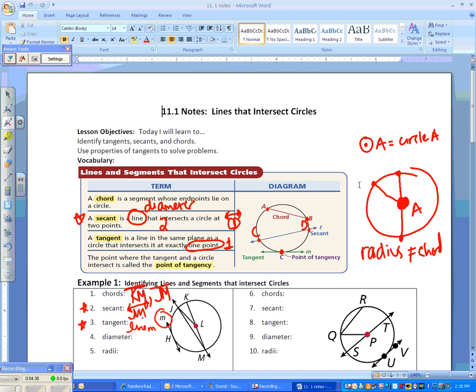Diameter, we talked about diameter, goes to the center. So notice this is called circle L. So KM is the only diameter, the only line that goes through and touches the circle twice.